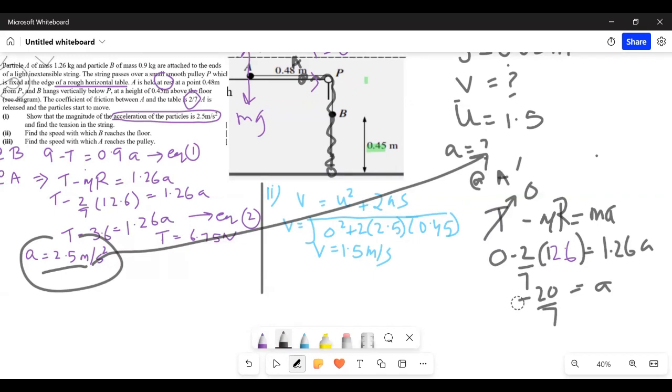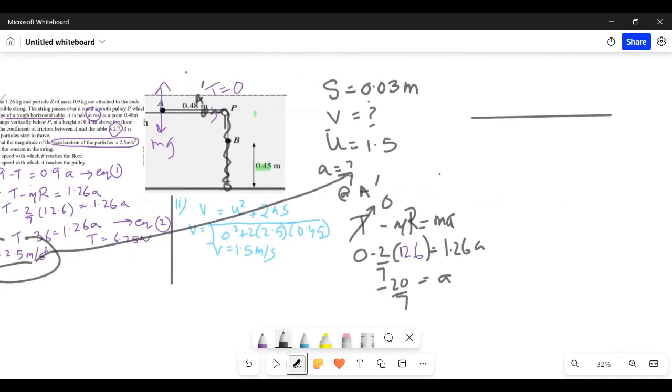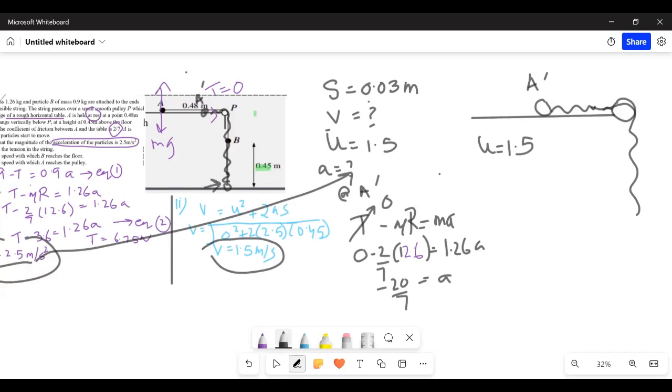Okay, but we're not done yet. We have only got the acceleration of the final part of the journey. So when it slacked, this is the new position of A dash, the string has slacked and here is the pulley. So we have to reach the pulley. In that, we know that U is now 1.5 as discussed earlier. The V from here becomes the U here. And we have seen the distance is 0.03 and A we have just found, minus 20/7.